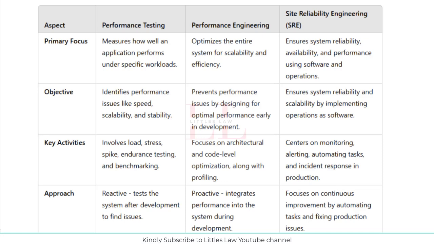To give an example for the performance engineering primary focus, in the same e-commerce scenario, a performance engineer would optimize the database queries, the server configurations, and the code architecture while the site is being developed. They ensure that the system can handle thousands of users and high transaction volumes without slowing down or breaking. That is the primary focus of performance engineers. For example, they might introduce a caching mechanism to reduce database load during high traffic.